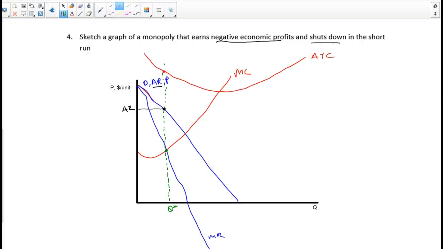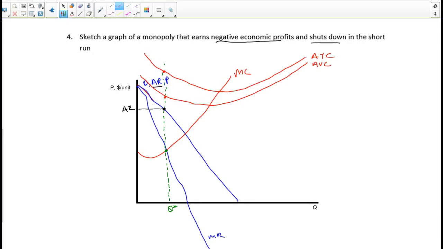So that worked. Now we want this thing to shut down in the short term. So now instead of being below, the average variable cost actually needs to be above my average revenue in order to shut down. It can't be below. So I'm just going to pick another point below ATC but above average revenue to represent the variable cost. And then it's the same thing. I'm just going to trace that through that point. Make sure it hits MC at its minimum and gets closer and closer to ATC as it moves on to the quantity.